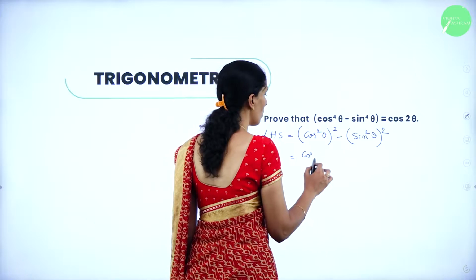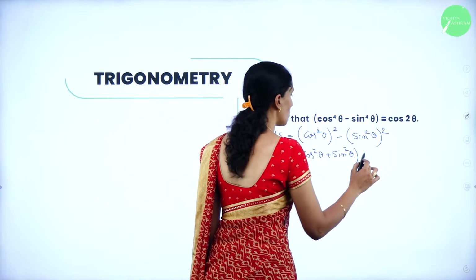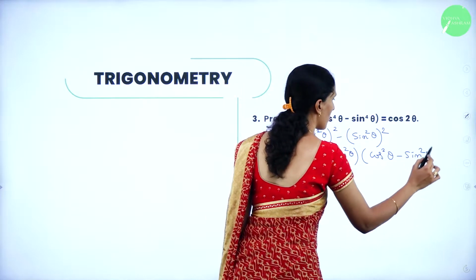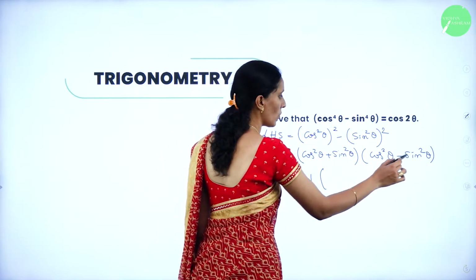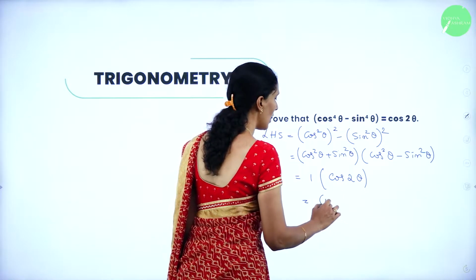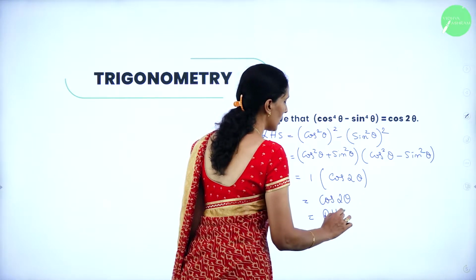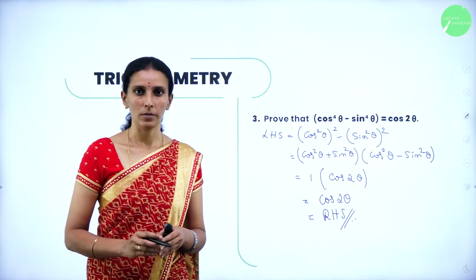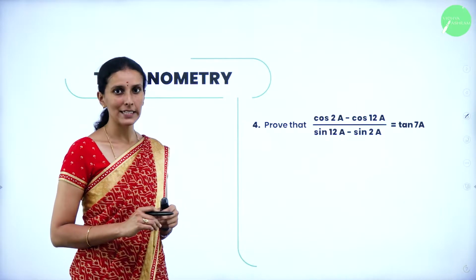So this is now cos square theta plus sin square theta into cos square theta minus sin square theta. Now cos square theta plus sin square theta value is 1. And cos square theta minus sin square theta is your cos 2 theta, a multiple angle formula, that is cos 2 theta into 1 is equal to cos 2 theta, that is the right hand side of the required result, hence it is proved.